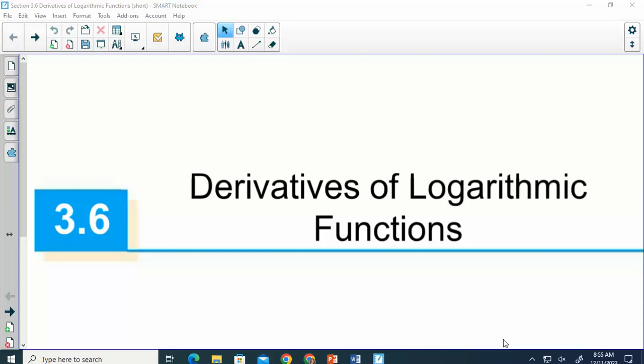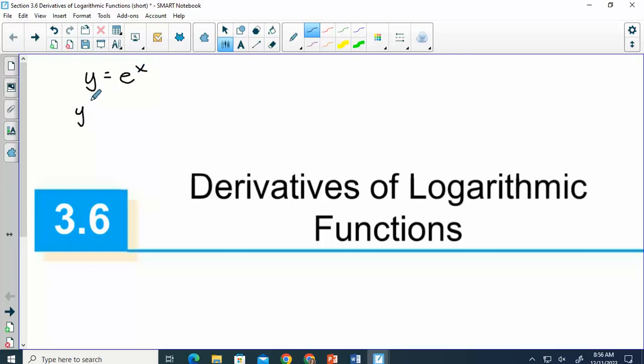Okay, so I want to talk about the derivatives of logs. We have talked about derivatives of trig functions, and we know the rules we have to remember. We have talked about derivatives of exponentials. If I say e to the x, what's the derivative of e to the x? If your equation is e to the x, we know the derivative was e to the x.